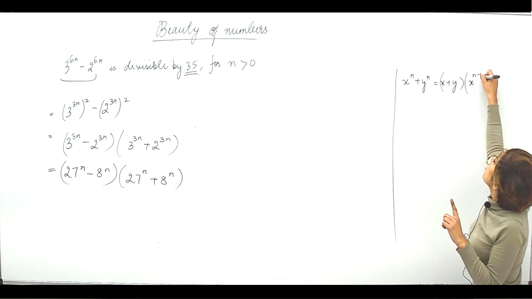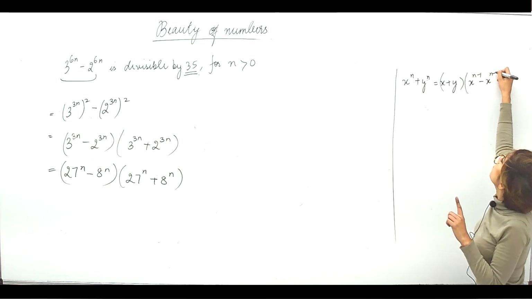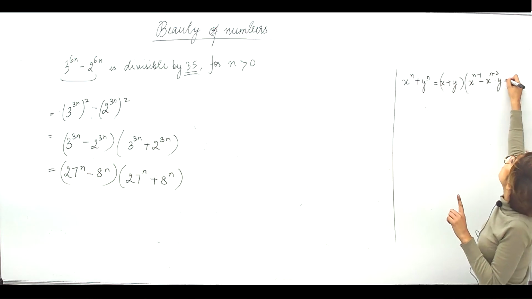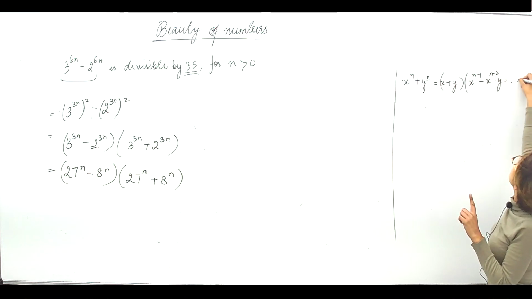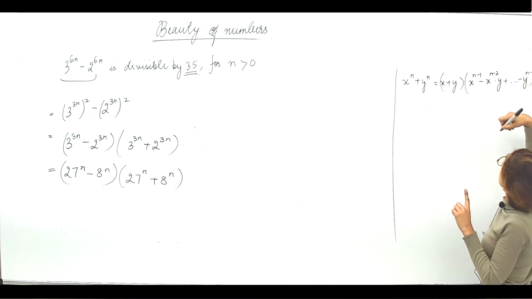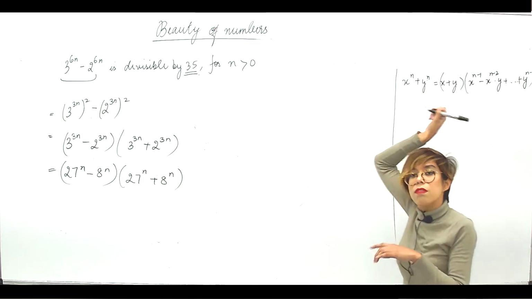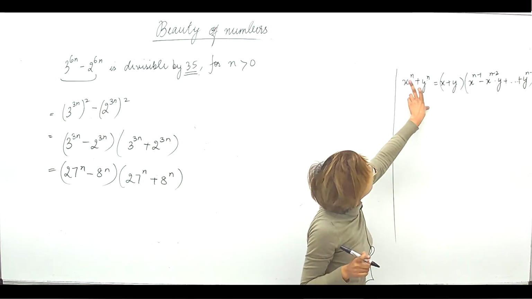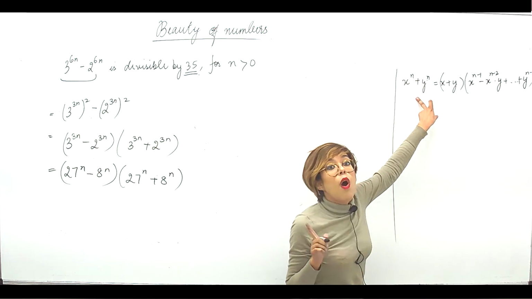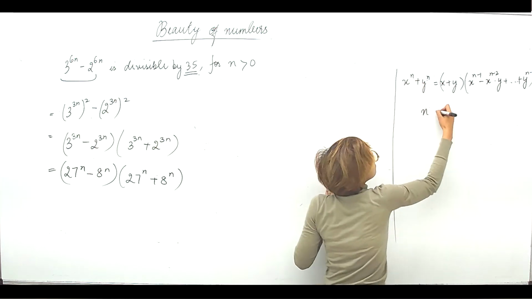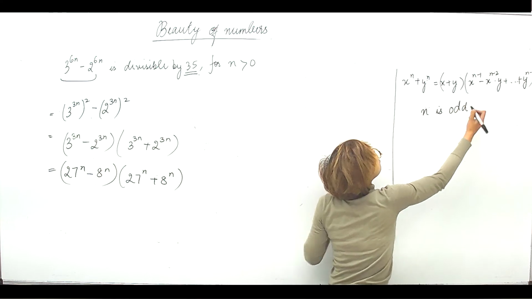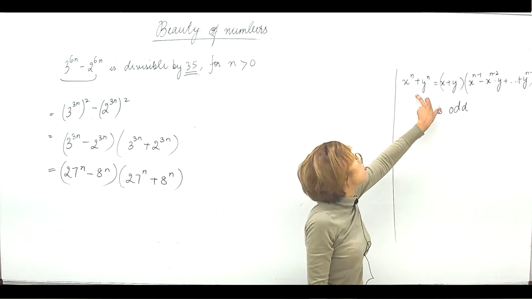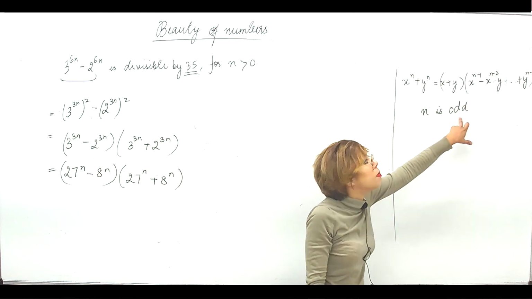Do you remember? x raised to n plus y raised to n can be factorized as x plus y into x raised to n minus 1 minus x raised to n minus 2 into y, and the last quantity will be plus y raised to n minus 1. Remember this? But there was a big condition. This can only be applied when n is an odd number. Remember? x cube plus y cube, or x raised to 5 plus y raised to 5. n has to be odd.